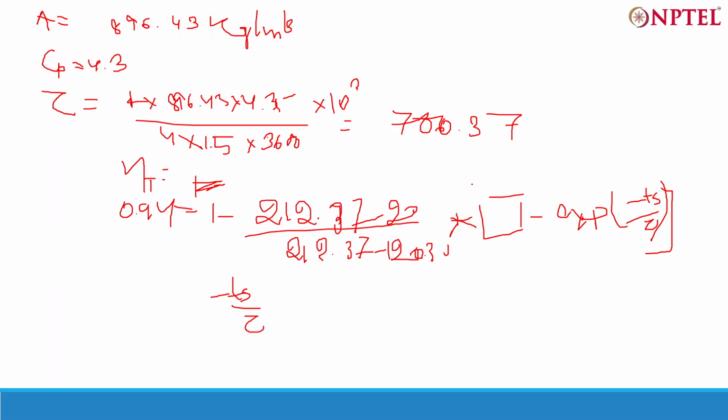So you have to get this value, minus ts upon tau, and tau you know from here, so multiply it, this comes out to be around something 0.193 or something. Okay, so multiply it with 700, so you will get a storage time as 13.54 hours. So this was the question.